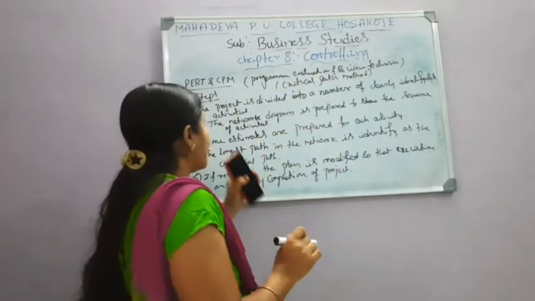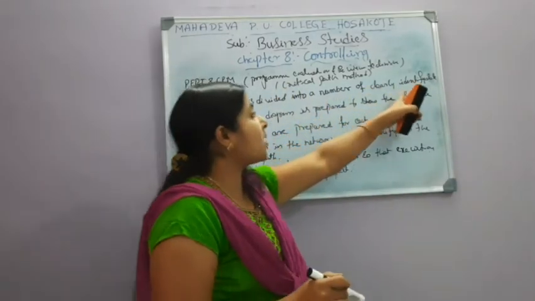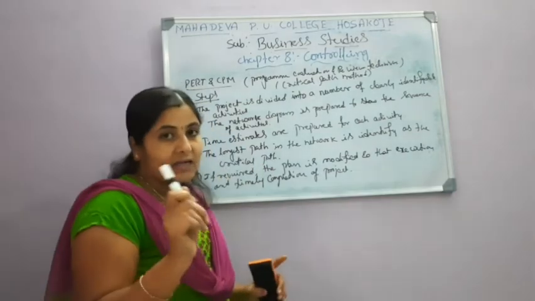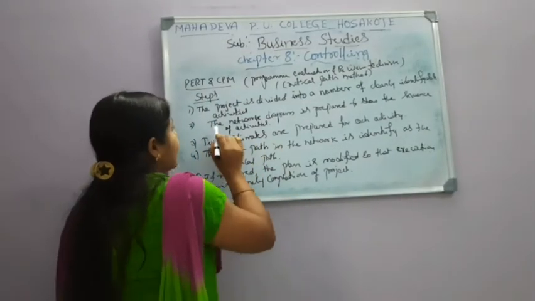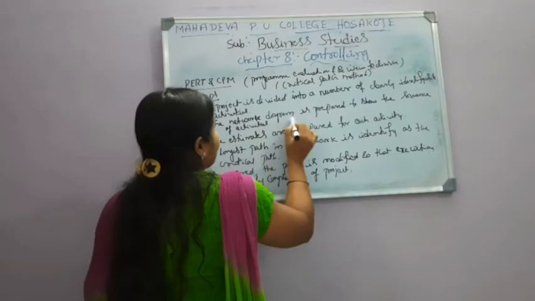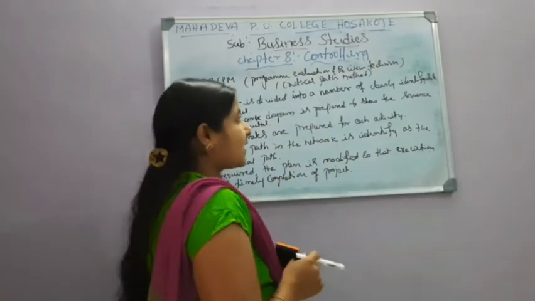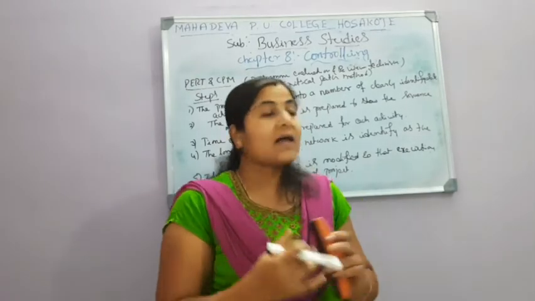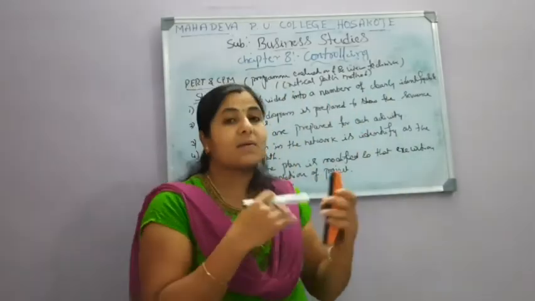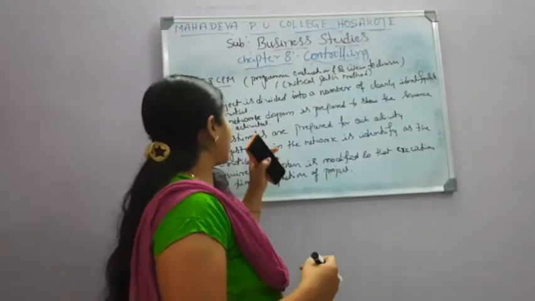This is the first step. That is, the project is divided into a number of clearly identifiable activities. Then after this, the network diagram is prepared to show the sequence of activities. On the basis of these activities we prepare a network diagram.